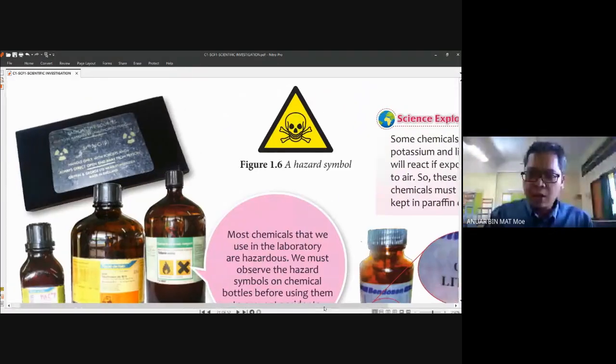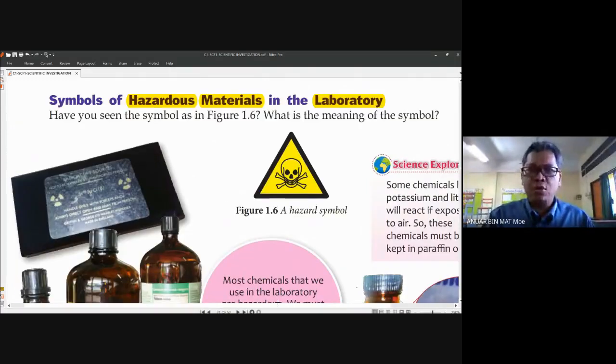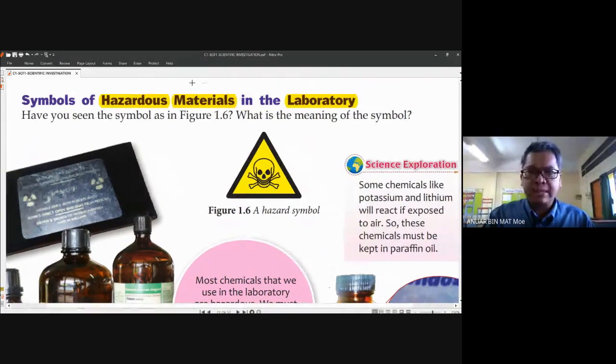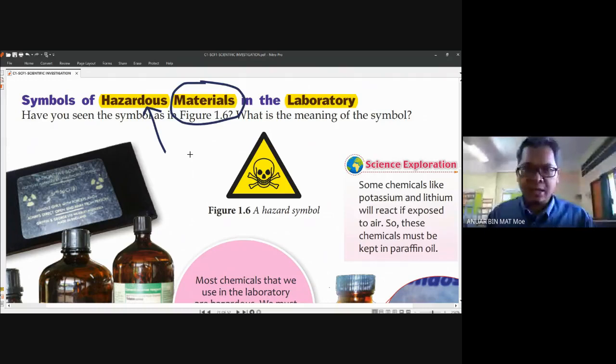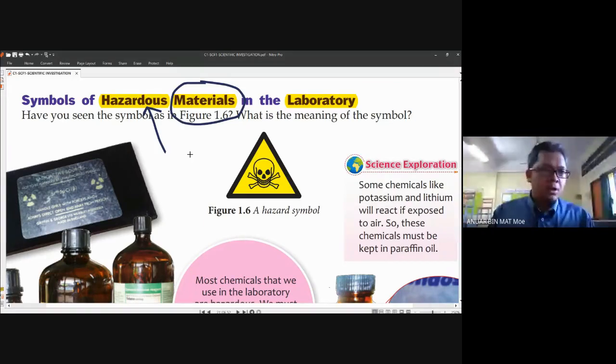Apparatus you already learned. Make sure you understand the 13 basic apparatus in the science lab. But now we're going to learn about the material in the laboratory. And then some of the material is hazardous. What does hazardous mean? Anybody? Harmful. Very harmful. Yes, very good. Hazardous means harmful, and then you can say it's very dangerous.